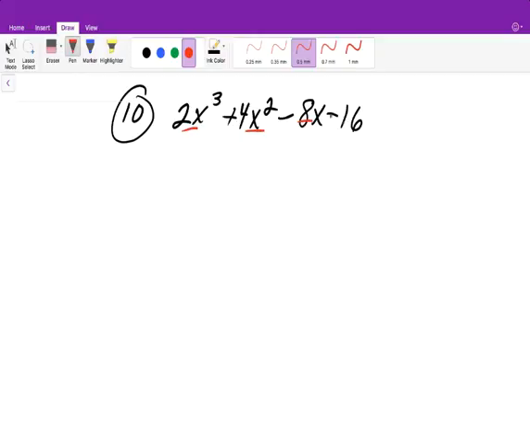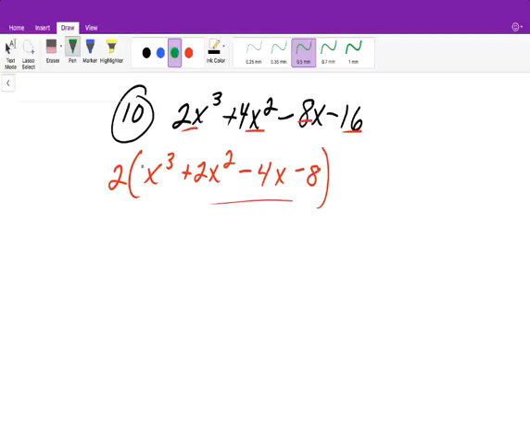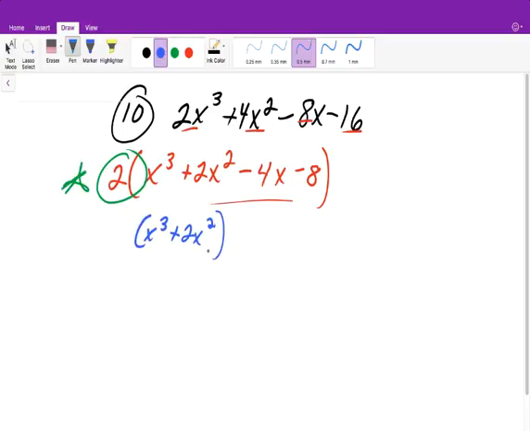All right, the very first thing we do is we look for a GCF. They're all divisible by 2, so our GCF is 2. And we're left with x cubed plus 2x squared minus 4x minus 8. All right, then after that, since we have four terms, we're going to group. I'm going to go ahead and circle this and star this so we do not forget. All right, then when we group this, it's x cubed plus 2x squared, always plus in between, minus 4x minus 8. So we factor out the x squared, and now we're left with x plus 2.